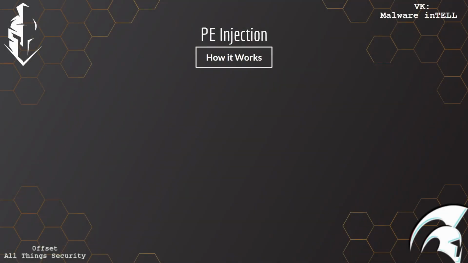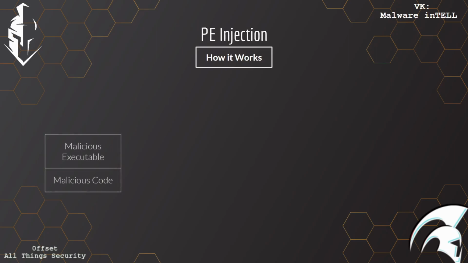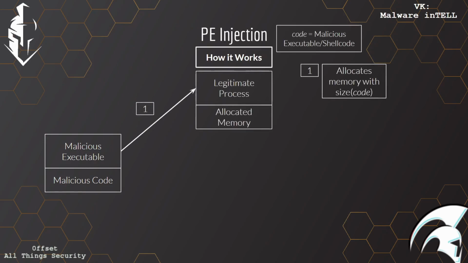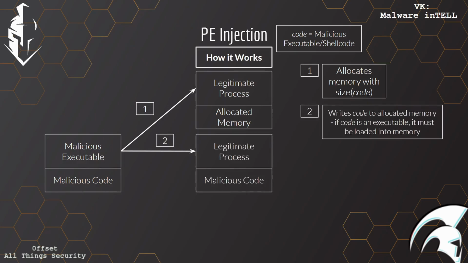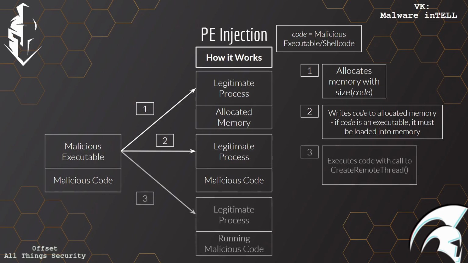So with DLL injection covered, let's have a look at PE injection. So it's very similar to DLL injection, except in this case, we're actually going to be writing the executable into memory directly rather than loading it or anything. So to start off with, we will allocate memory with the size of the malicious code, whether it's shellcode or an executable. Then we will write the code to allocated memory. If the code's an executable, it must be loaded into memory, so it's got to be mapped correctly, otherwise it won't run. And then finally, the malicious executable will execute the code inside of the legitimate process using a call to create remote thread.